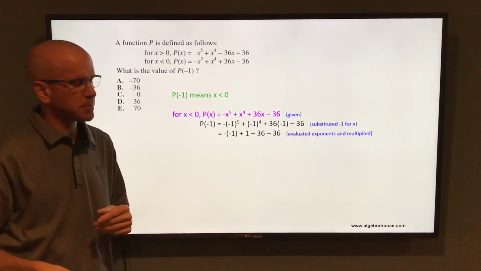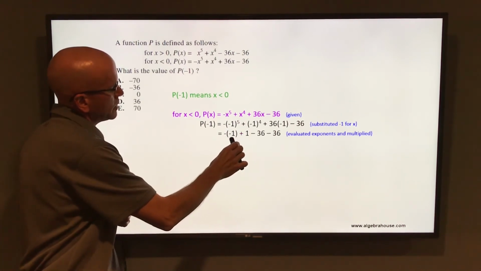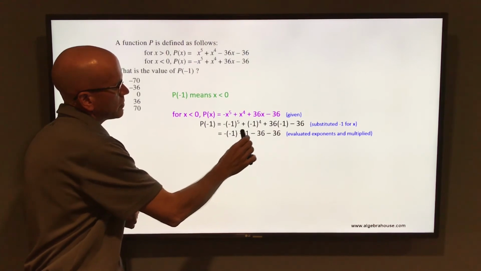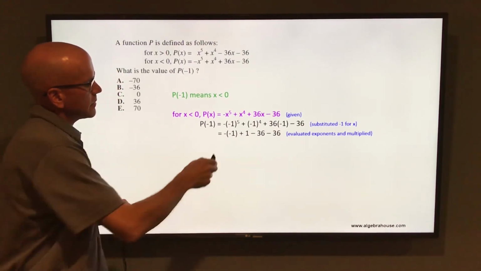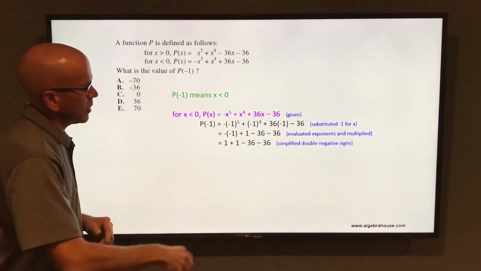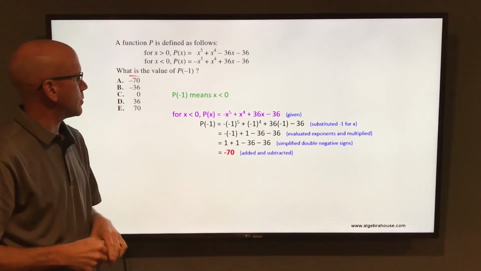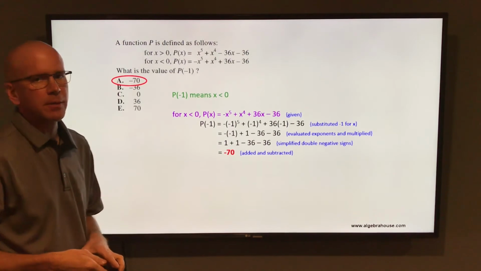Watch your signs and exponents. -1 to the 5th power is -1. Do the exponents first. -1 to the 4th power is +1. Take the negative of a -1, that's a +1. Still have +1 minus 36 minus 36. And that is going to turn out to be letter A, -70.